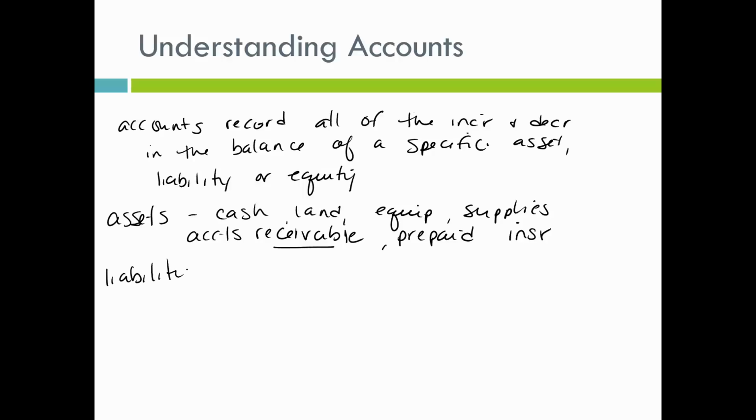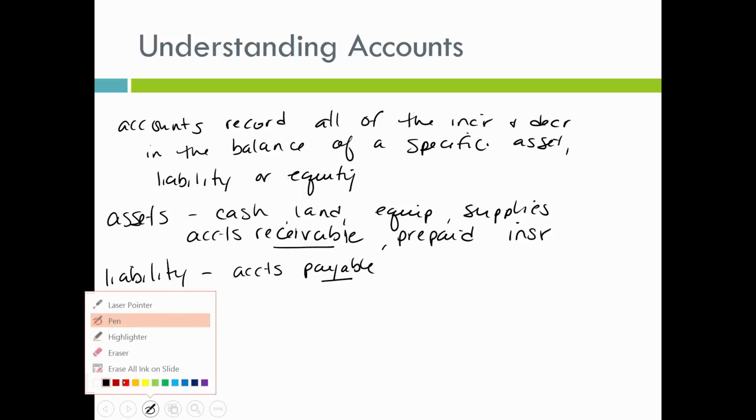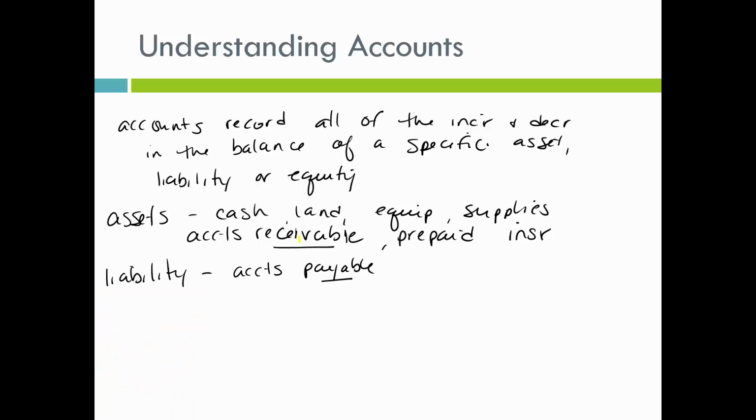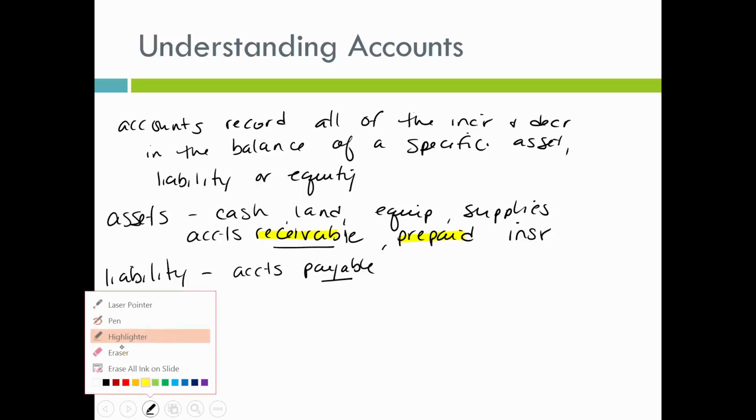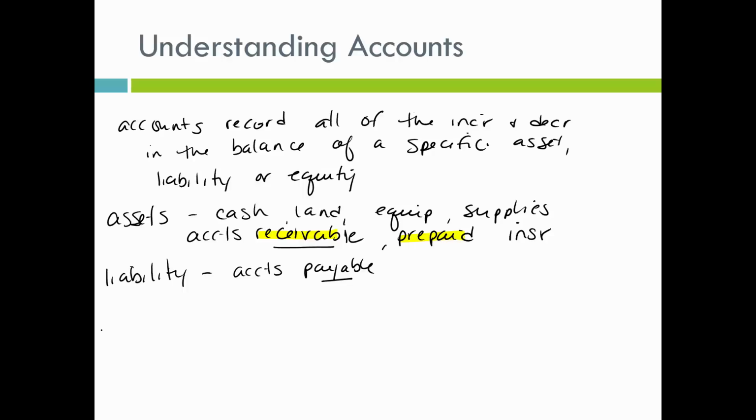Liabilities. Types of accounts we've seen there. Accounts payable is the main one we've seen, but really anything with payable in the name. So here, let's highlight receivable and prepaid as important keywords for assets. Accounts payable, you'll see notes payable. You might see taxes payable. So anything with payable in the name.